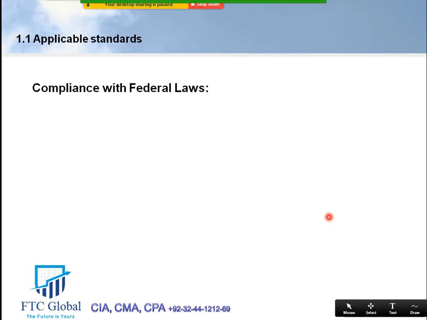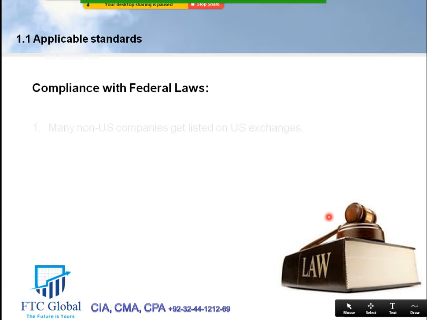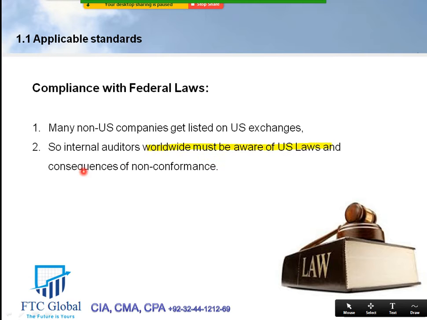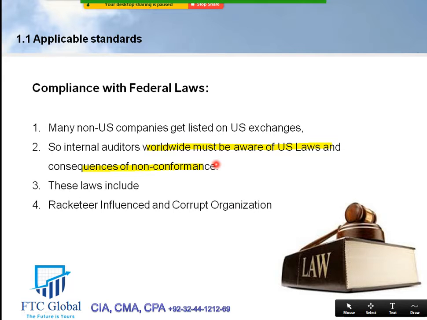Many companies that are not US based go to the US for listing on the New York Stock Exchange and NASDAQ, so internal auditors worldwide must be familiar with certain laws that apply to those companies. Internal auditors worldwide must be aware of US laws and the consequences of non-compliance. There are 3 laws that affect our work. First is the Racketeering, Influence and Corrupt Organizations Act. Second is the Foreign Corrupt Practices Act, and the third is the Sarbanes-Oxley Act.